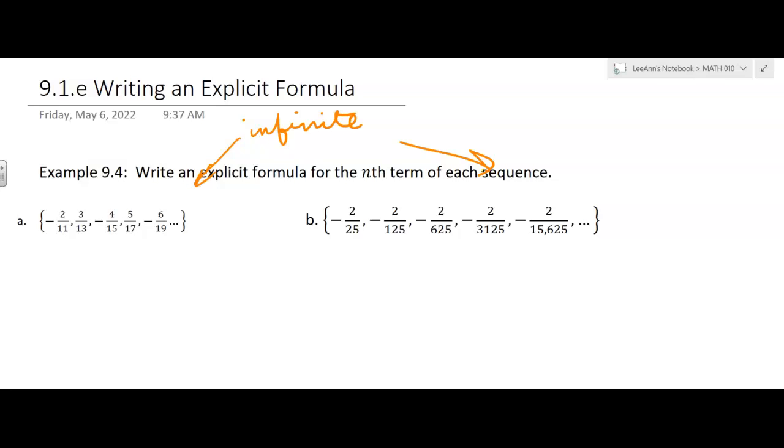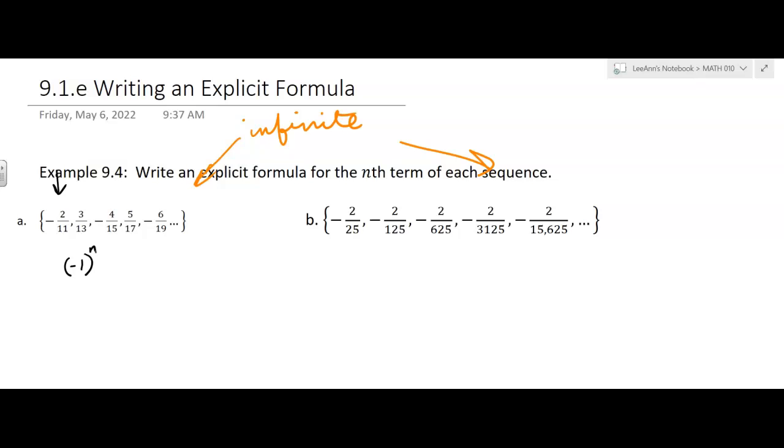I would look to see if it's an alternating sequence first. Okay, so this is alternating and it starts out negative. So if you remember, that's going to be like -1 to some nth power. So that'll give me negative, positive, negative, positive. It's going to do that type of thing.